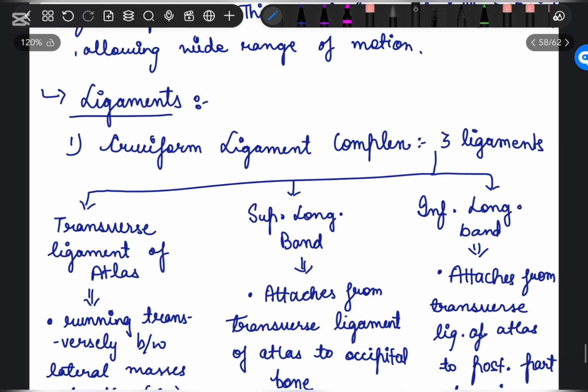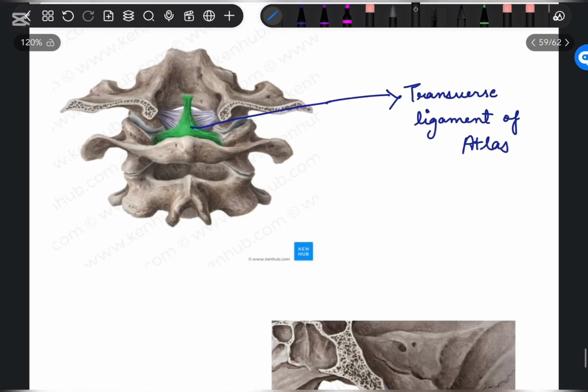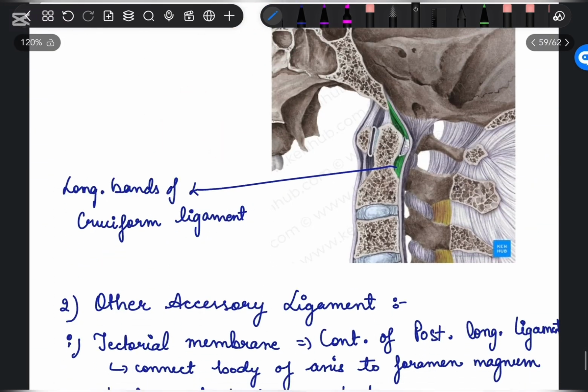The ligament is composed of the cruciform ligament complex, which is formed by three ligaments: the transverse ligament of the atlas, the superior longitudinal band, and the inferior longitudinal band. The transverse ligament of the atlas runs transversely between the lateral masses of the atlas C1. The superior longitudinal band attaches from the transverse ligament of the atlas to the occipital bone, and the inferior longitudinal band attaches from the transverse ligament of the atlas to the posterior part of the axis. Here you can see the transverse ligament of the atlas, and in this diagram you can see the longitudinal bands of the cruciform ligament.